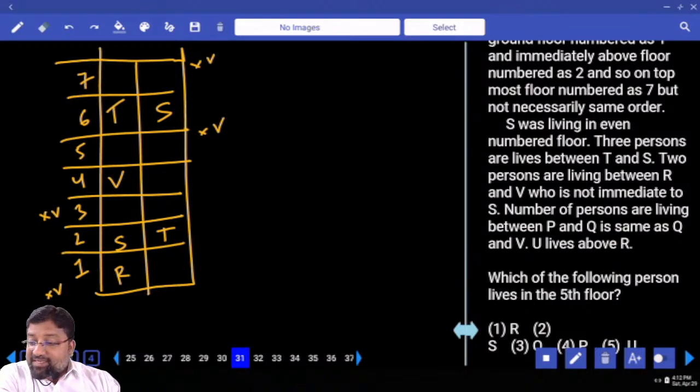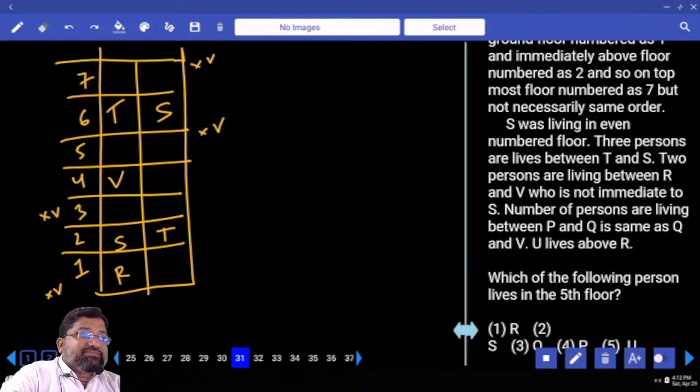But what is the line here? There is one point, look at that. The number of persons between P and Q is same as Q and V. So this Q is exactly between P and V, right? Tell me. This Q is exactly between P and V. So what should I do? Will there be a possibility?